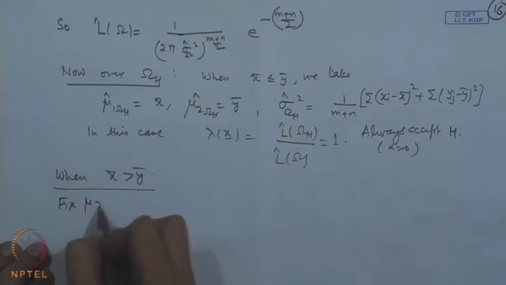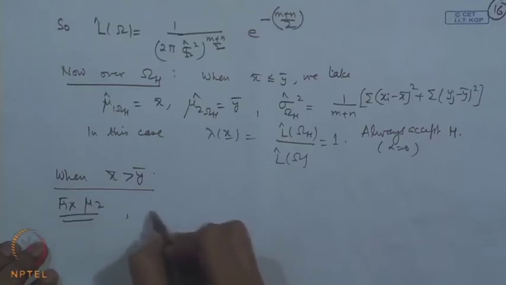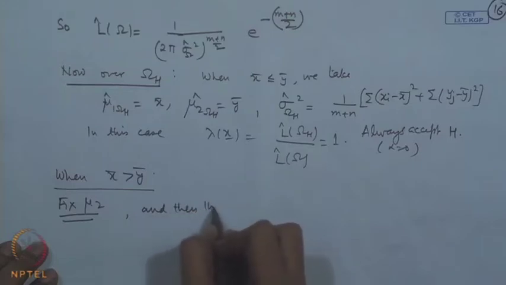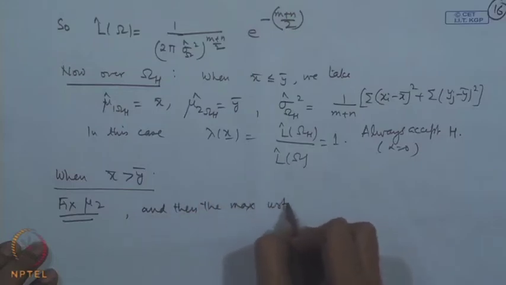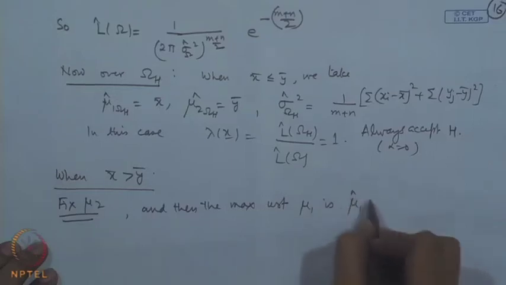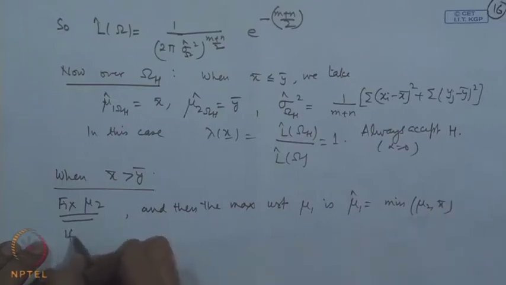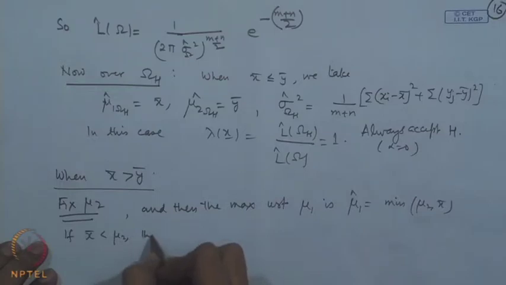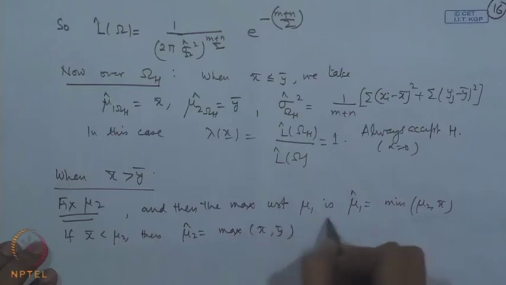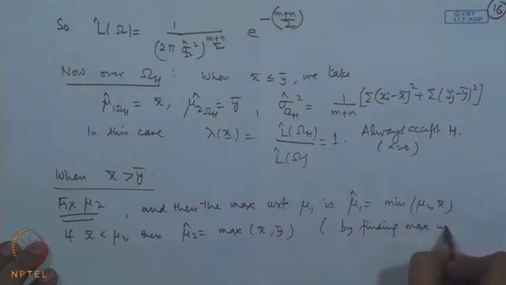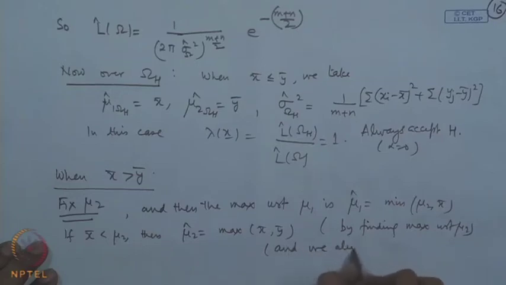What do we do? Fix mu 2 first, and then the maximum with respect to mu 1 is mu 1 head equal to minimum of mu 2 and x bar. Now, if x bar is less than mu 2, then mu 2 head will be equal to maximum of x bar, y bar, by finding the maximum with respect to mu 2, and we always accept H.